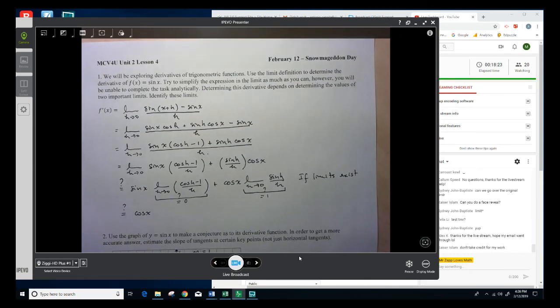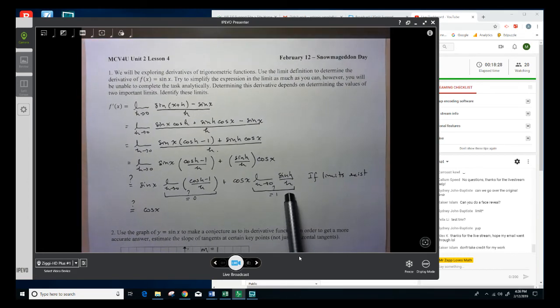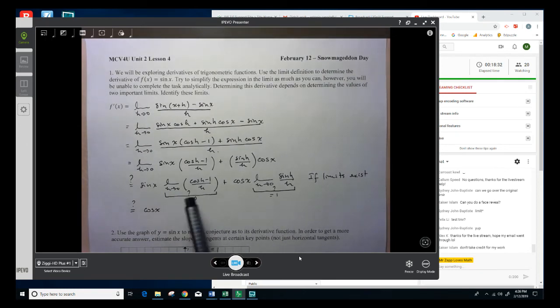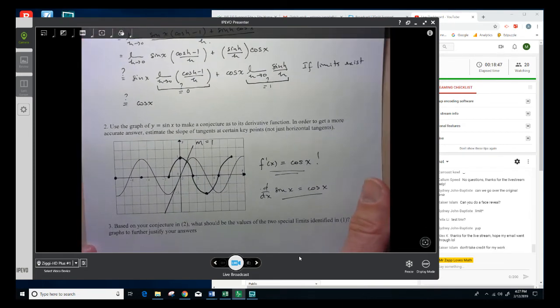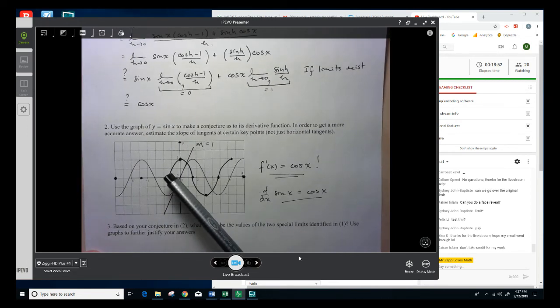What we showed was that it made sense that the limit of sine h over h should be equal to 1, and that the limit of cos h minus 1 over h should be equal to 0, which then gave us a final result that the derivative should be cos x, which we confirmed by looking at it graphically. So we took the graph of sine x and tried to draw the derivative function as best we could, and we even tried to be a little more precise.